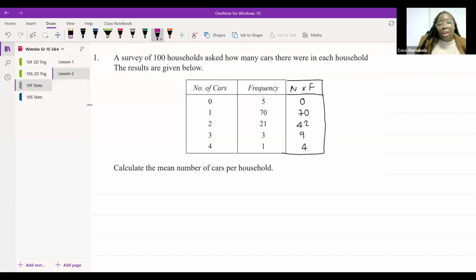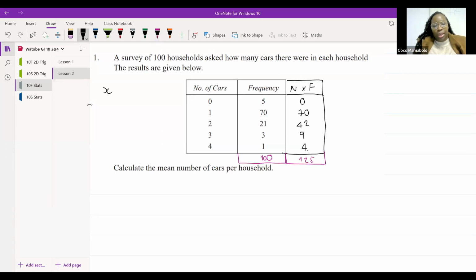Good. So let's calculate our cumulative frequency. We're going to add all of these up together. So 5, 70, 21, 3, and 1 is, well, they actually tell us it's 100. They do tell us that they went to 100 households. And in 100 households, how many cars did we find? So now we've got to add up all of these. 125. Beautiful, 125.